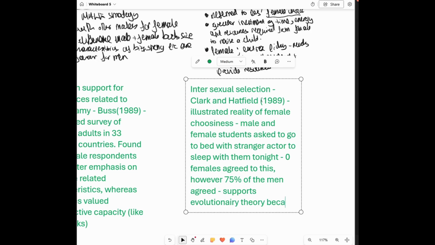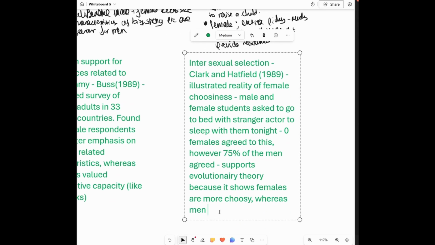This heavily supports the evolutionary theory, because it shows that females are more choosy, whereas men, because they have lots of reproductive capacity, are less choosy. They have different strategies to ensure reproductive success.